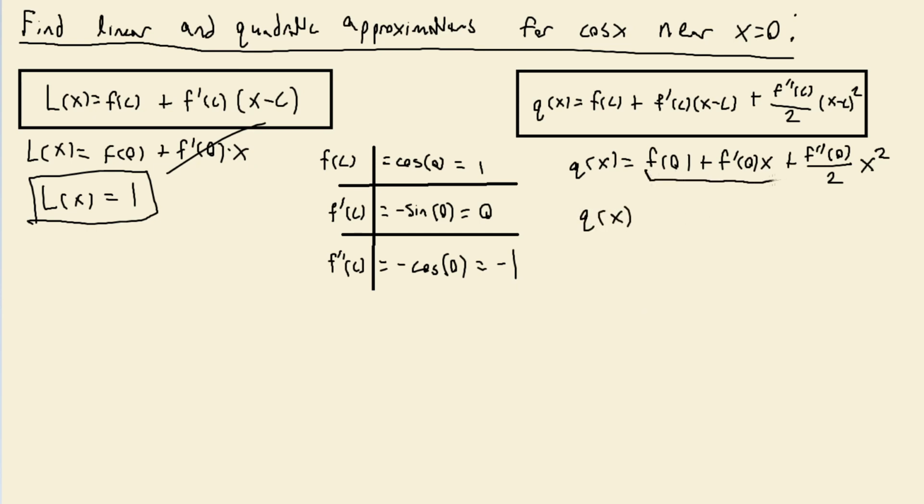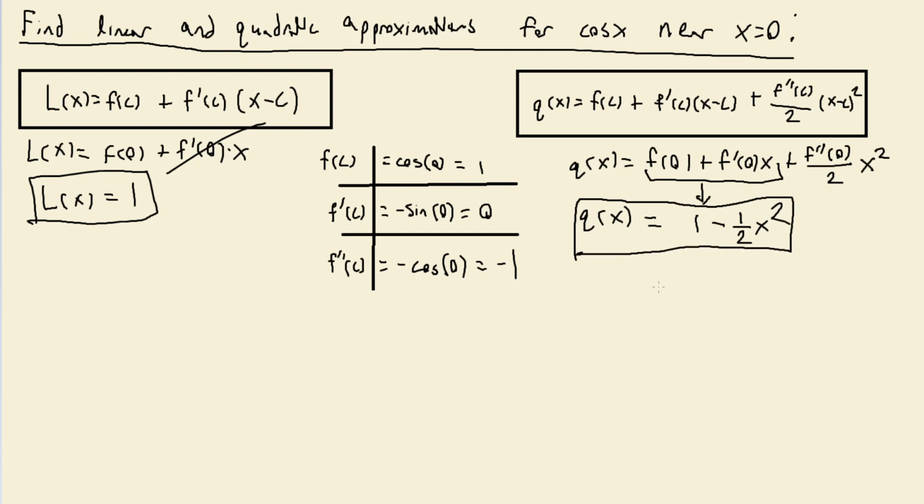These first two terms here are just the linear approximation, so we could just add that. So we're going to get 1. But what are we going to get for our second derivative here? We have our second derivative of the f function, so that's going to be f double prime of c is just negative 1 divided by 2. So we get minus 1/2 x squared. And so this is going to be our quadratic approximation.